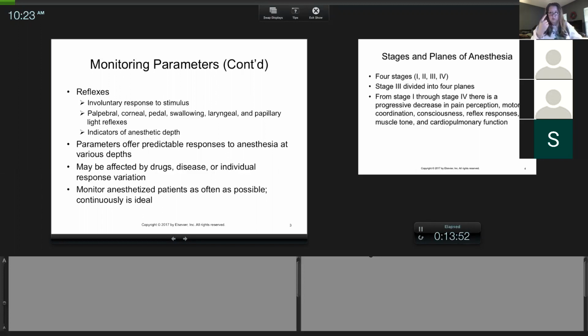So if you touch the cornea, now you're not using your finger, because would you want to touch your eyeball with a finger? We take a moistened Q-tip and we will actually touch the surface of the cornea. And we're looking for blink and we're looking for movement of the eye. Pupillary light reflex, we would shine the eye.